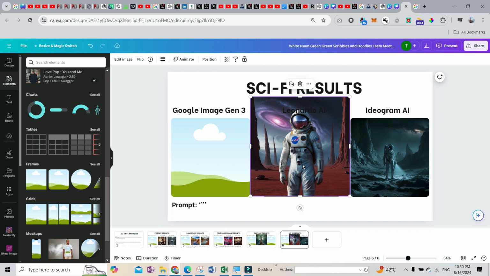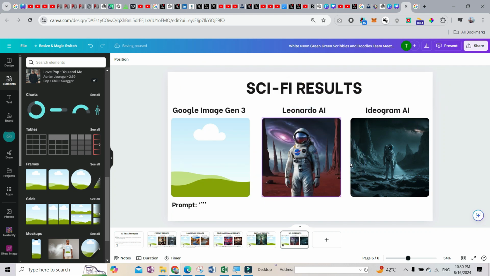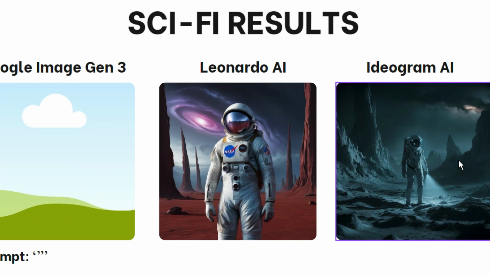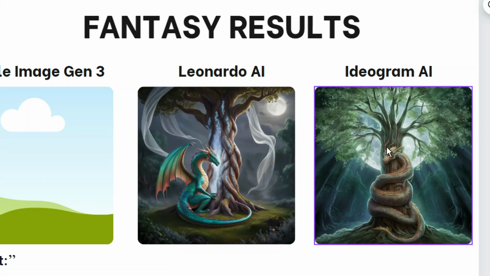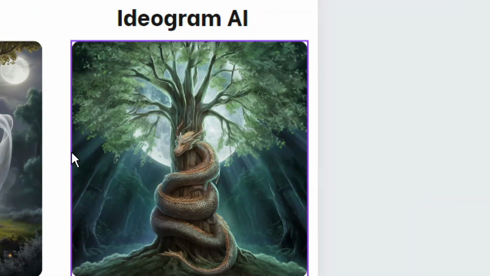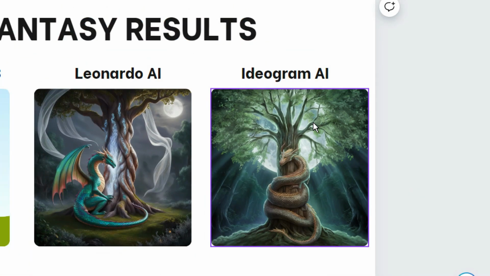And well, still I would say that for me this one was more interesting. Now these are our results. For the sci-fi, the Ideogram one is my pick. Let me know down in the comments which one you like. In the fantasy we have Ideogram AI, and then we have Leonardo AI. I would go with Ideogram.